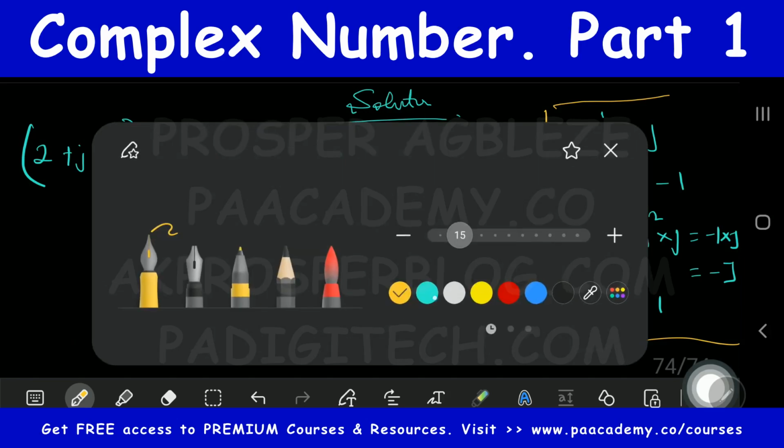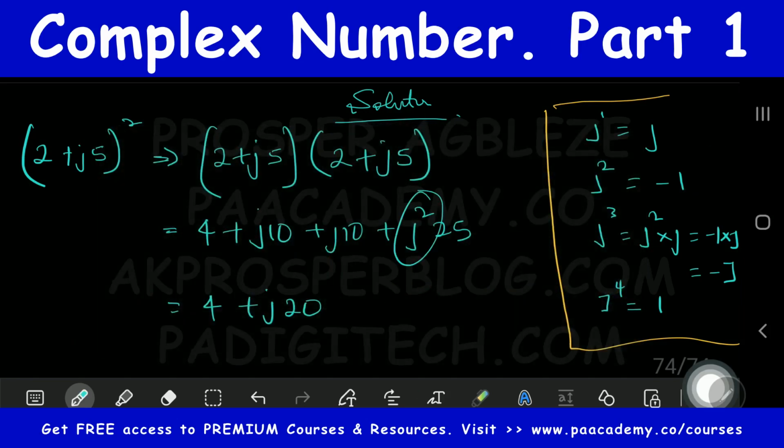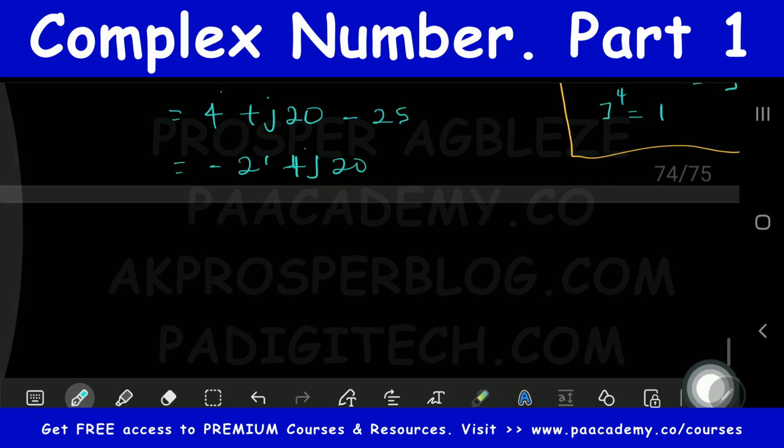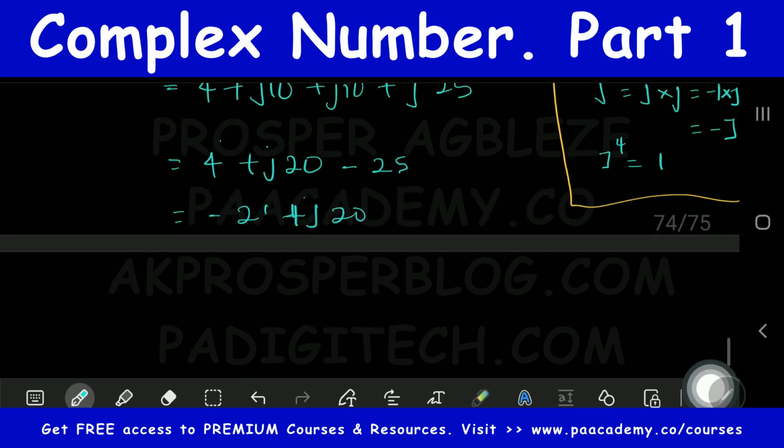With that being said, here we are having this j², and j² is −1. So that makes everything here become −25. Now we have −25 and we have 4 here, so with that, we are going to be having −21 + j20. We've been able to simplify the first part of the equation, so just take note of that. Let me just circle this in another color.